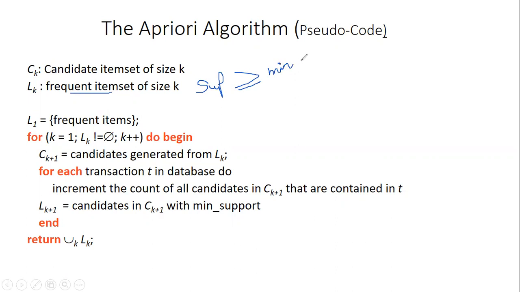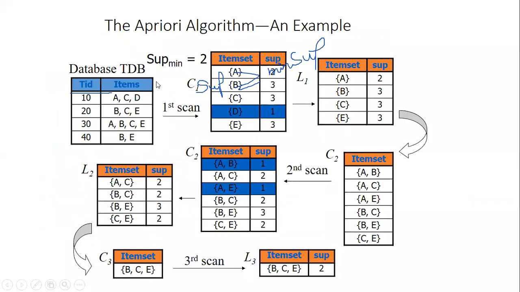Okay, it should be greater than or equal to minimum support. Is it clear? Then that is only the frequent items. So what we'll do here, first we'll find L1, which is equal to frequent items. It means we'll scan the database and find the support count of each item in the database. As I told, A, B, C. What we are doing here is finding the support count of each.